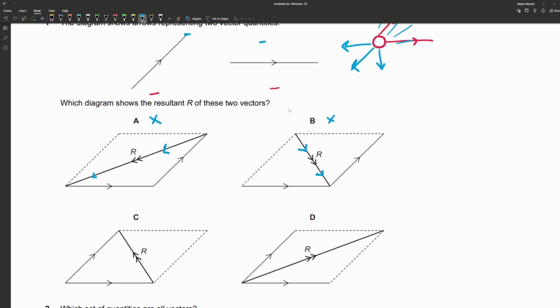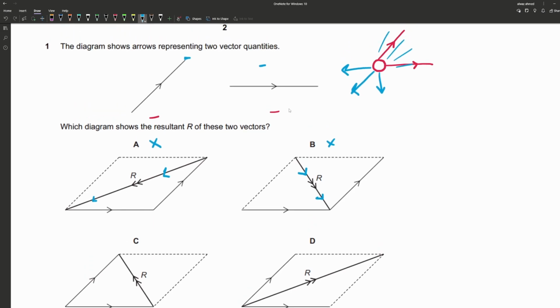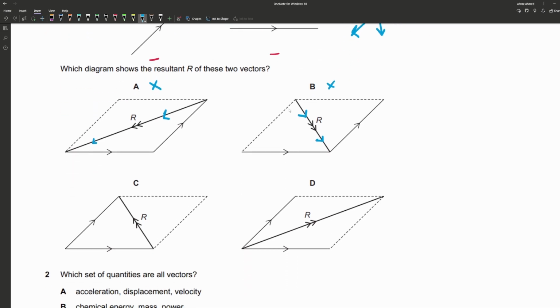Okay, so then we've got C. C is towards the left. However, if we look at the two vectors that they've given us in the question, both of them act towards the right or the top right side of your page, so the resultant vector can't be towards the left. So we also know that C cannot be the correct answer.